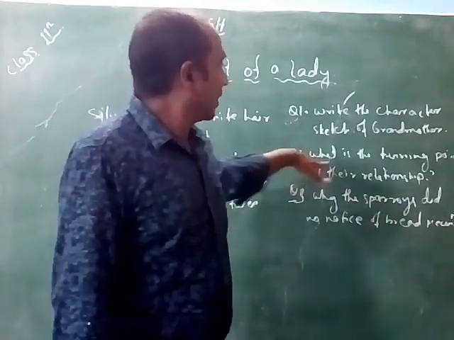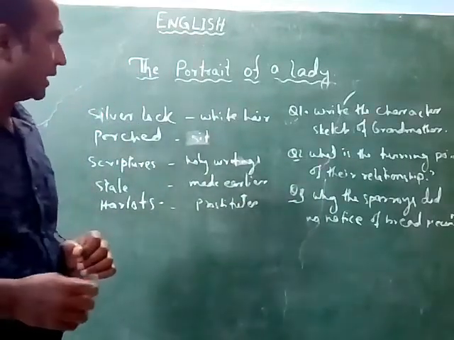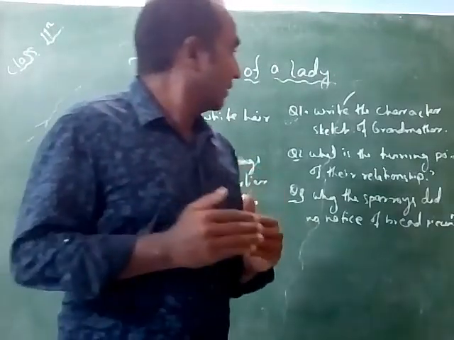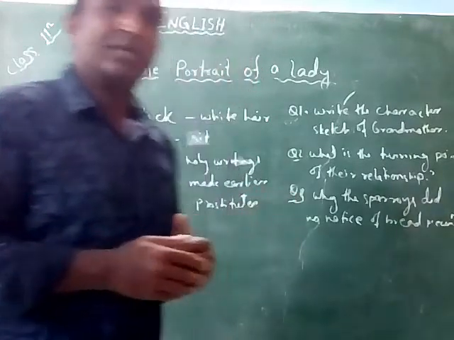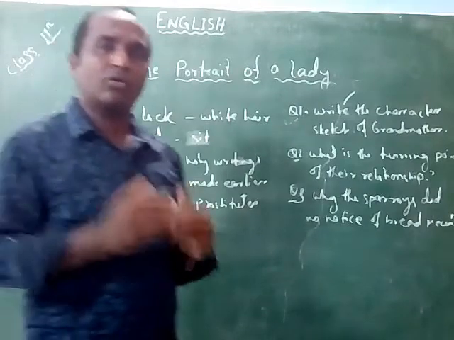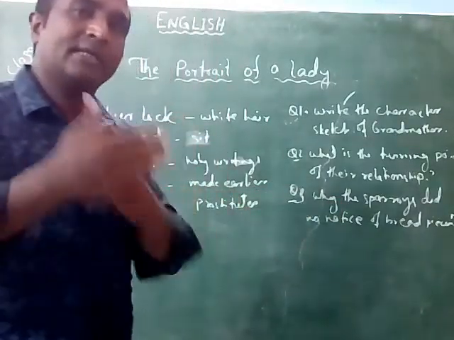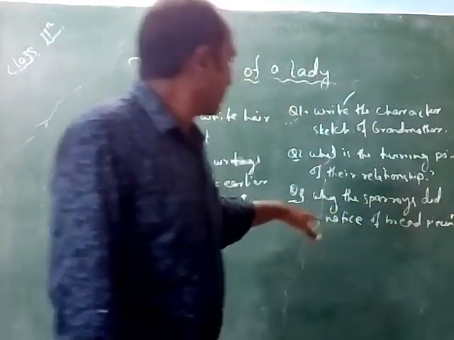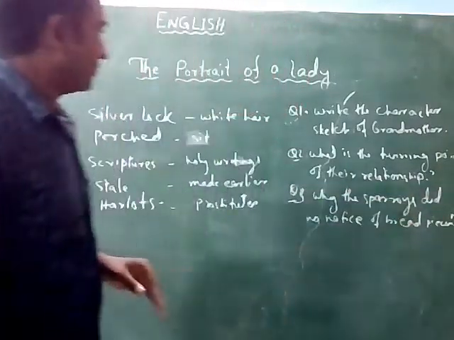Number two, what is the turning point of their relationship? The turning point is when the writer went to the city and used to go to the English medium school. When he was admitted to the English medium school, he used to go by motor bus. She could no longer go with him to school, and the distance, the gap, got further. Number three, why did the sparrows take no notice of the bread pieces?